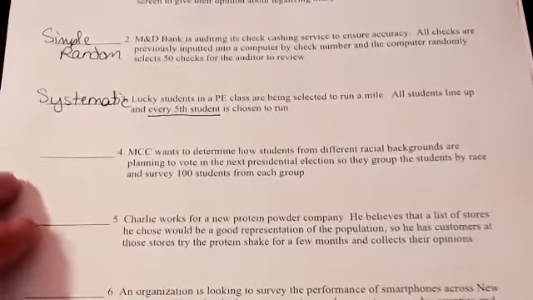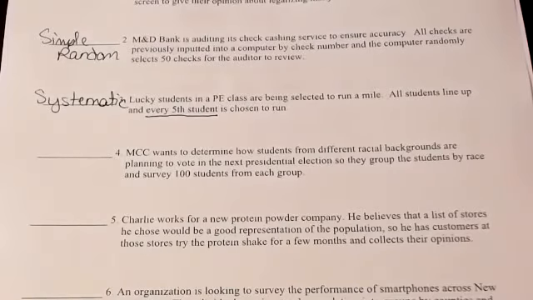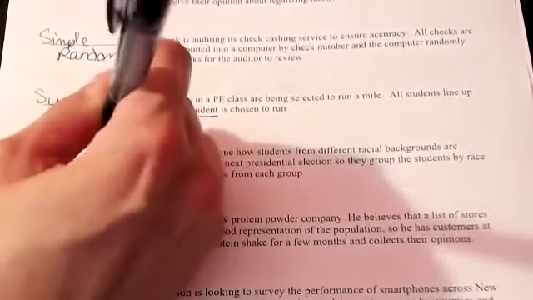Number 4, MCC wants to determine how students from different racial backgrounds are planning to vote in the next presidential election. So they group the students by race and survey 100 students from each group. Notice that there's a strategy behind divvying up the students. So we're using stratified sampling for this.